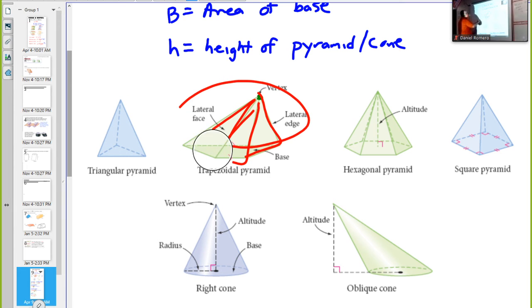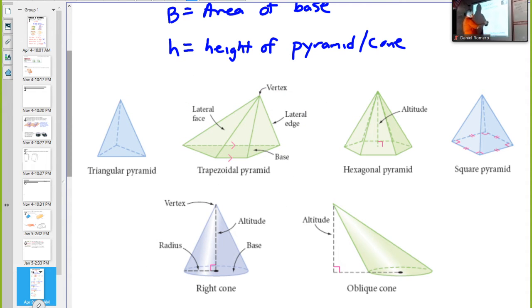Now, a cone doesn't have multiple triangles going around, but if you were to get one of those little paper cups that you pour water into at a water cooler and cut it and unwrap it, it wouldn't be exactly a triangle, but it would kind of look like a triangle. So that has a triangle being wrapped around.